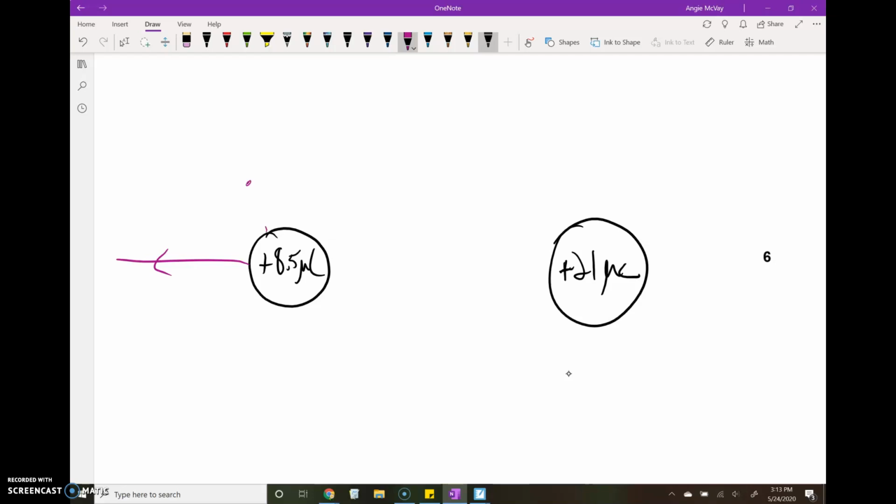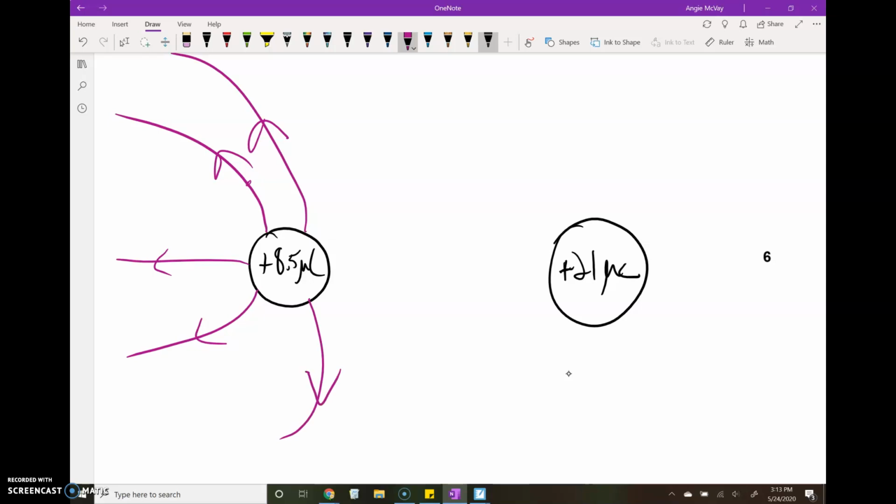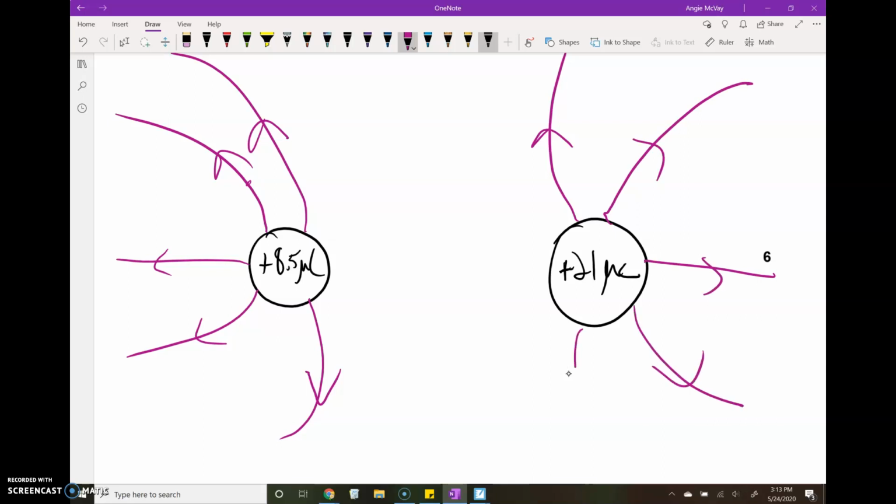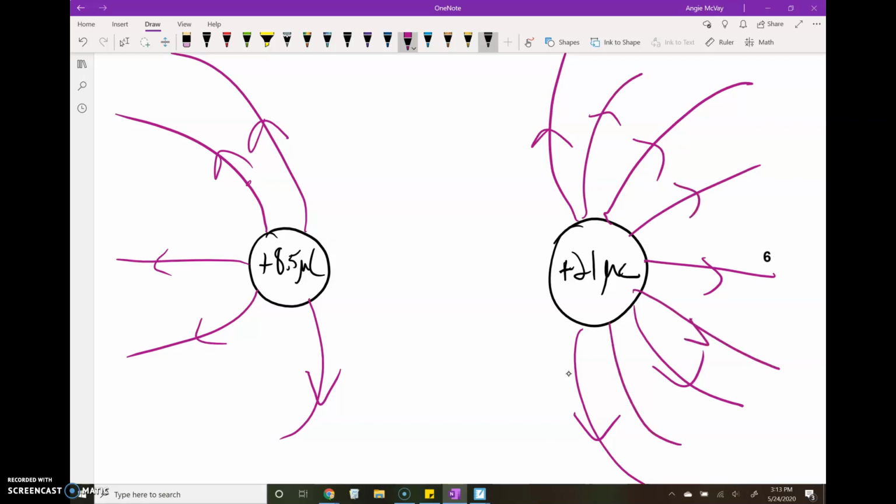Well, it would be repelled from the 8.5 microcoulomb charge, and it would also be repelled by this guy, so it'd be doubly repelled and pushed even further away. Repelled, repelled, like that. Similar for this. Repelled, repelled, repelled. Stuff like that. This is a bigger charge, and so we'll draw more field line density.